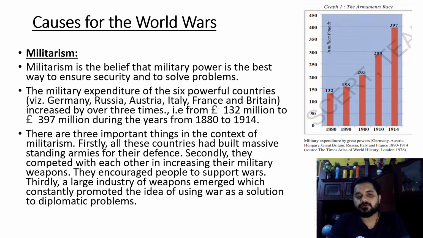Let us now talk about the other causes of the World War, militarism. Militarism is a belief that military power is the best way to ensure security and to solve problems. The military expenditure of the six powerful countries, viz. Germany, Russia, Austria, Italy, France, and Britain, increased by over three times, that is from 132 million pounds to 397 million pounds during the years from 1880 to 1914.